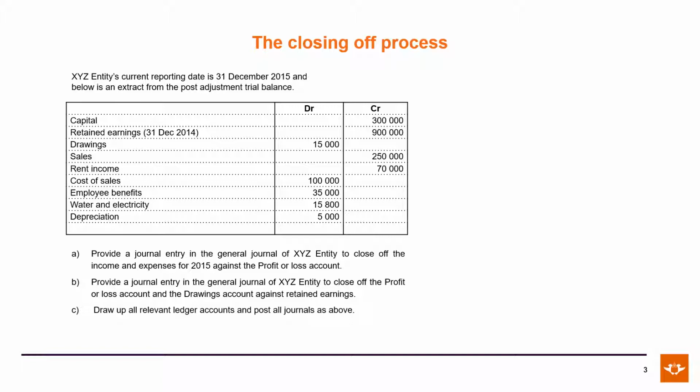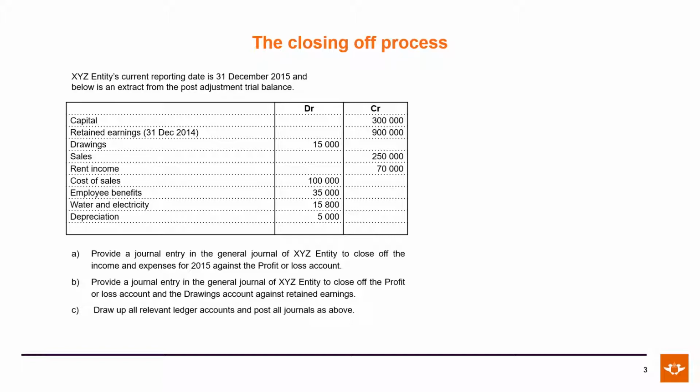Now let's look at this example for the closing off process. We have XYZ entity, current reporting date is 31st of December 2015. And below is an extract from the post-adjustment trial balance. You are given the list of balances there. First one is capital of 300,000, retained earnings 31st of December 2014 from the previous period of 900,000, drawings 15,000 debit balance, sales 250,000 credit balance, rent income credit balance of 70,000, cost of sales debit balance of 100,000, employee benefits 35,000 debit, water and electricity a debit balance of 15,800, and lastly depreciation of 5,000 rands.